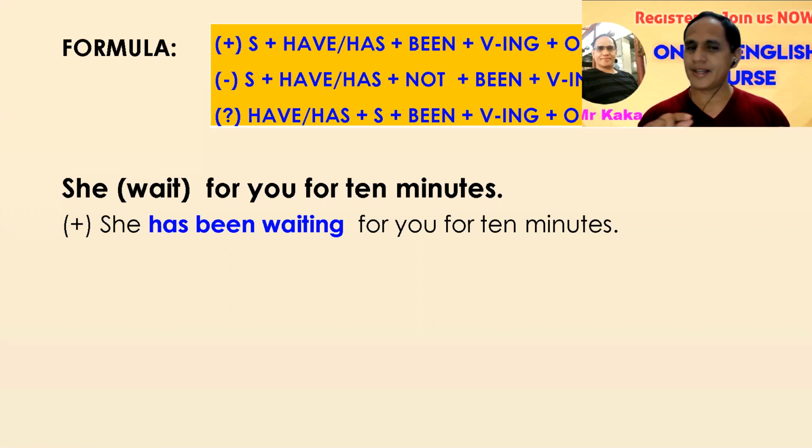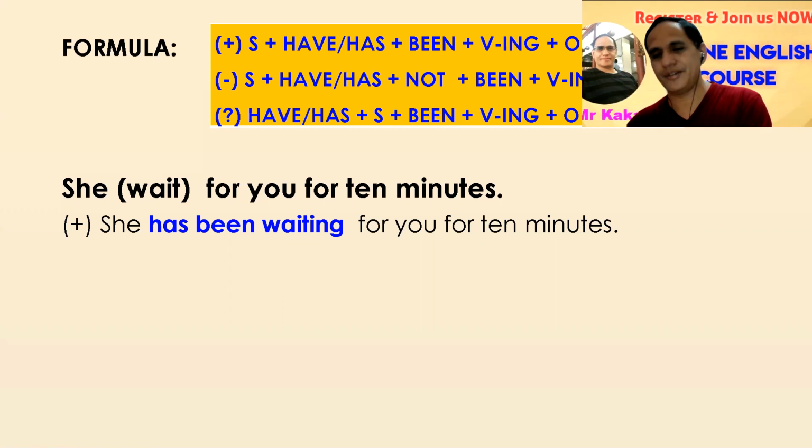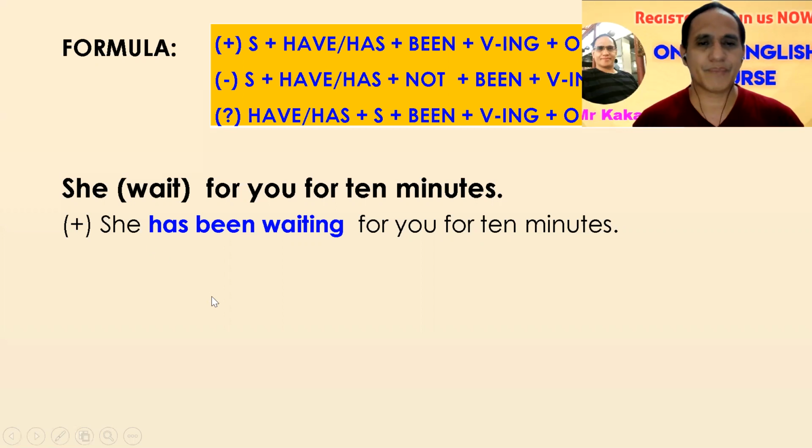Okay, this is the context of present perfect continuous tense, right? Something that you have already started in the past, and then you still do it right now, and then you will continue in the future, right? Okay, that's the context of simple present perfect continuous tense, right?